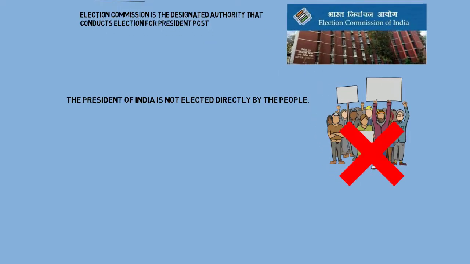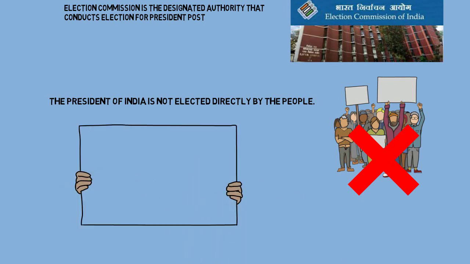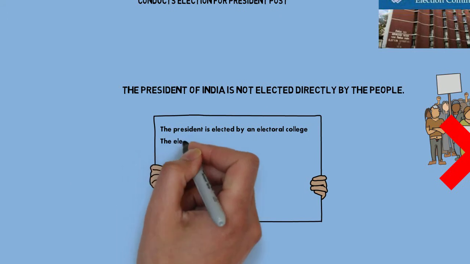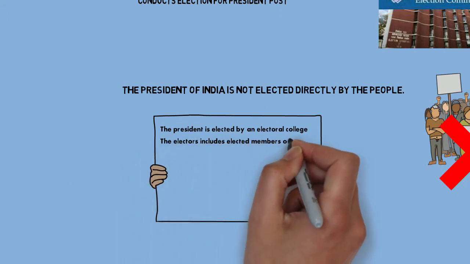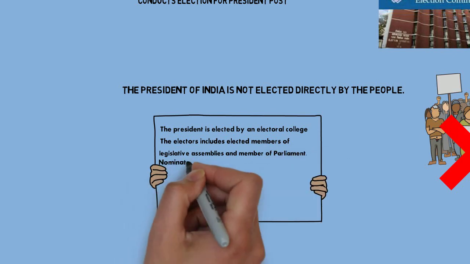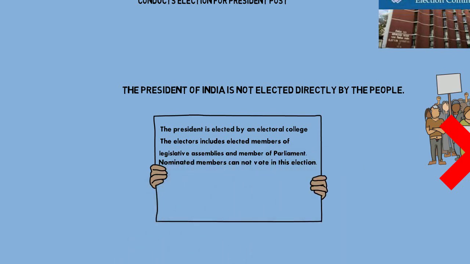This is why the president is indirectly elected by an electoral college that includes elected members of legislative assemblies and elected members of parliament. Nominated members cannot vote in this election. Nominated members in Rajya Sabha such as Sachin Tendulkar, Subramaniam Swamy and Rupa Ganguly cannot participate in the presidential election.